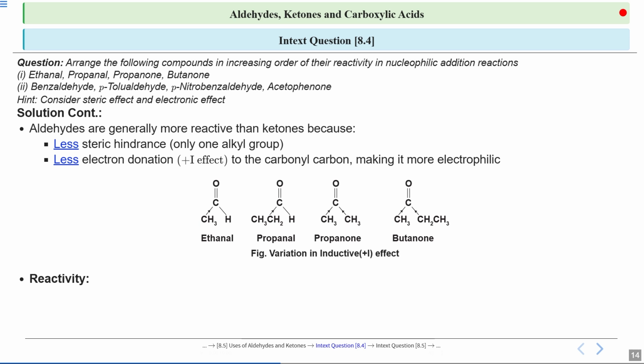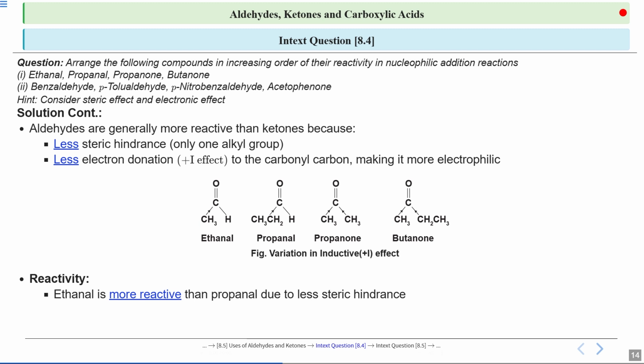If I talk about the reactivity, you will see that ethanol is more reactive than propanol because of less steric hindrance. In ethanol there is only one methyl group, whereas in propanol there is more steric hindrance because of the ethyl group. So an incoming nucleophile can easily attack ethanol as compared to propanol. So ethanol will be more reactive.